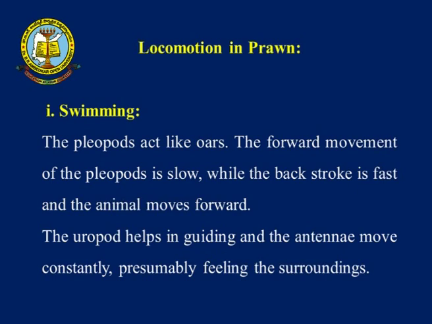The locomotion part of the prawn: how do they move from one place to another? There are 3 types of locomotion in the prawn. First is swimming. Swimming is done with the help of the pleopods, which act as oars, like the ones that you have on ships and boats, where they push the water. The forward movement of the pleopod is slow, while the backward stroke is fast, and the animal is able to move forward faster. And the uropod helps in guiding, and the antennae move constantly, presumably feeling the surroundings. So that is why we talked about them as tactile in function.